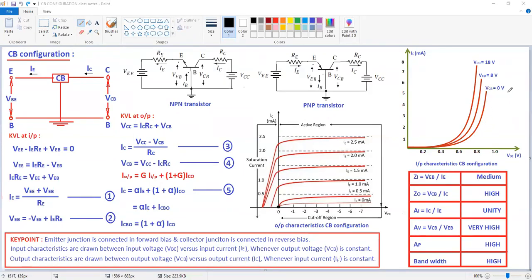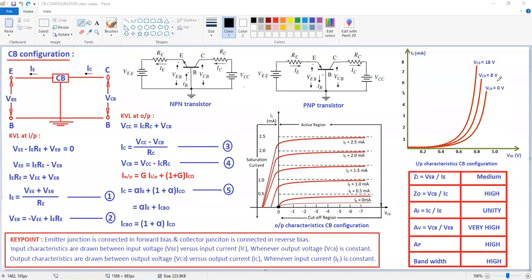Okay, that means if VCB is equal to 0, initially I am keeping this VCB is equal to 0. Then there is no effect on input. Here VCB is equal to 0. There is no effect on input. So simply it is VCB is equal to 0. This is the characteristics. Okay.